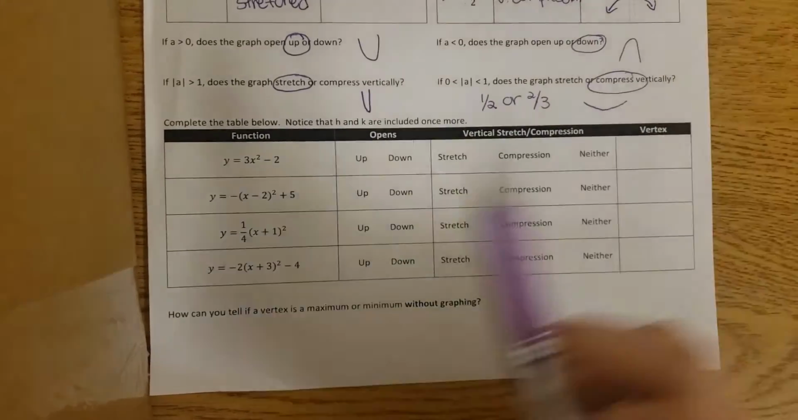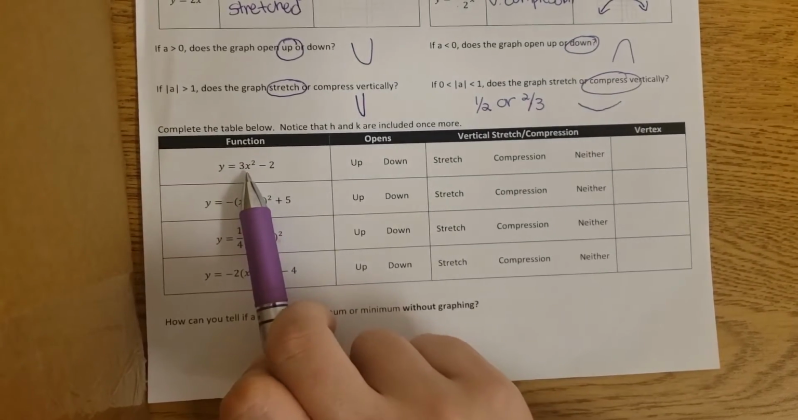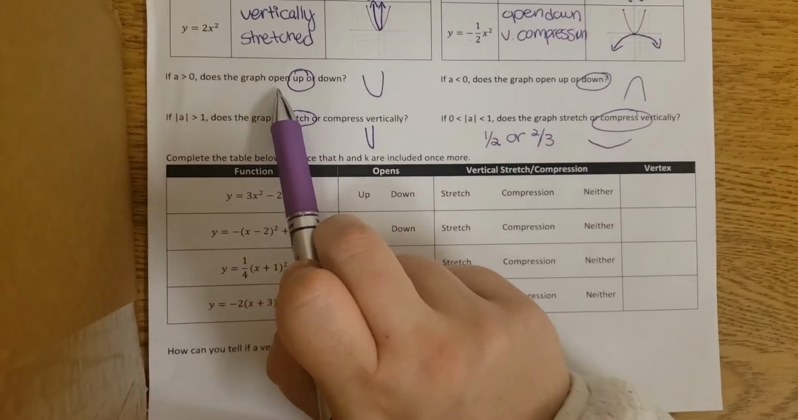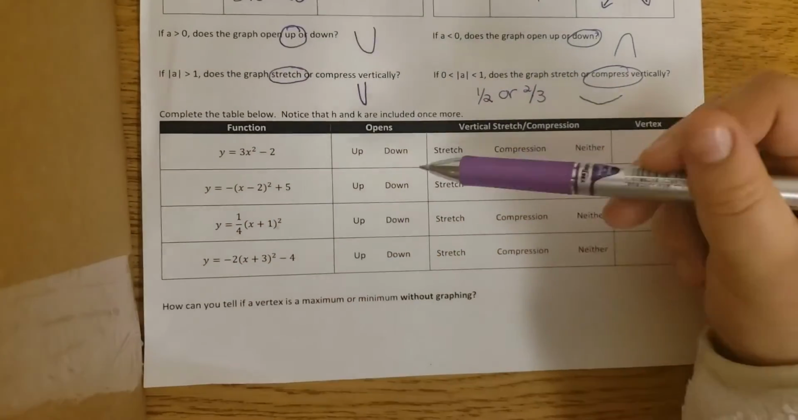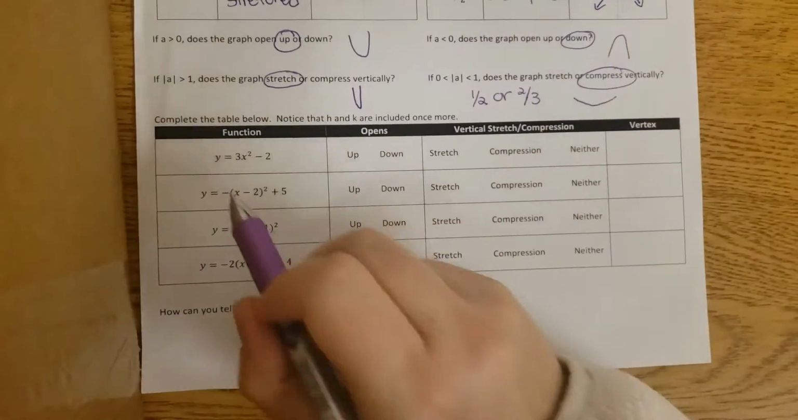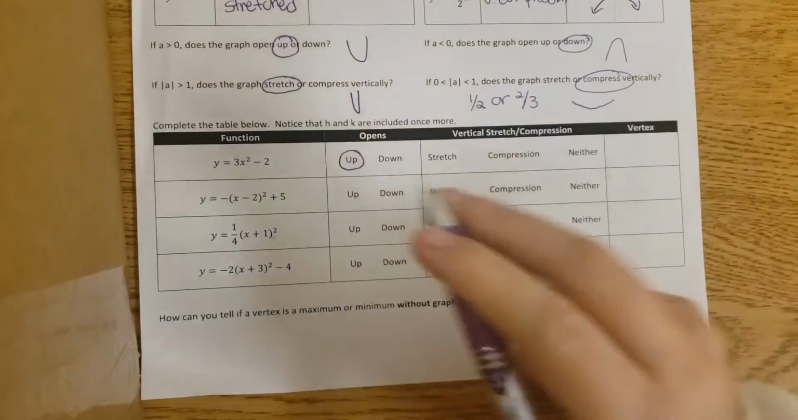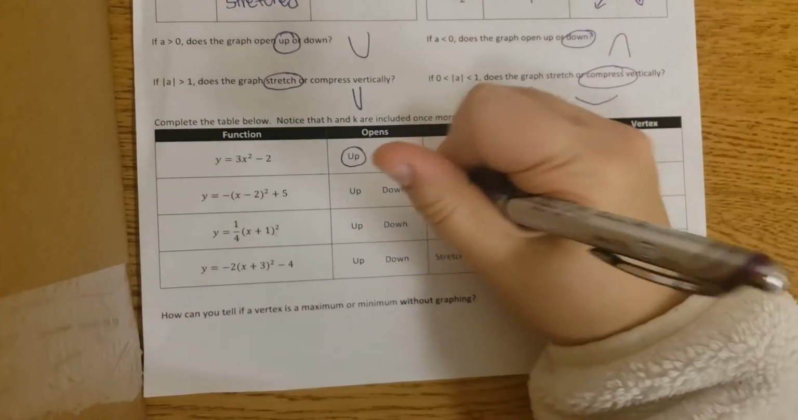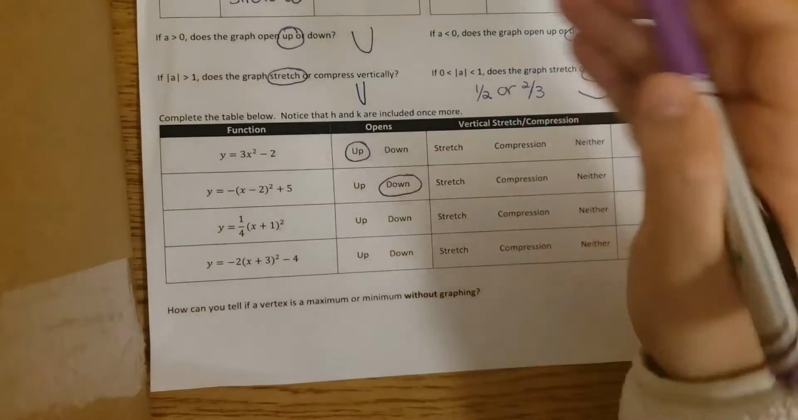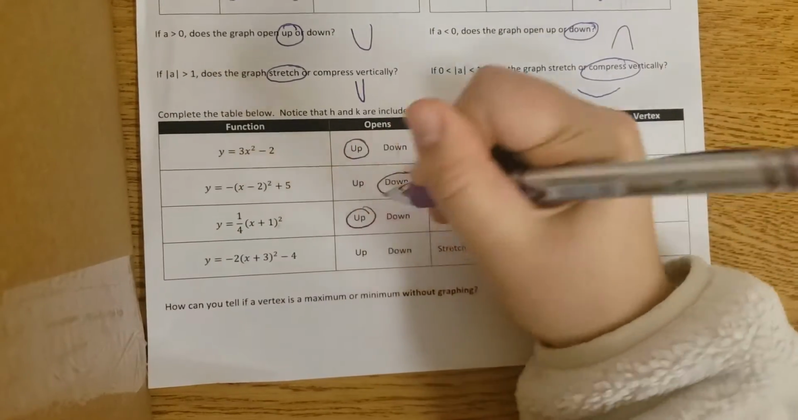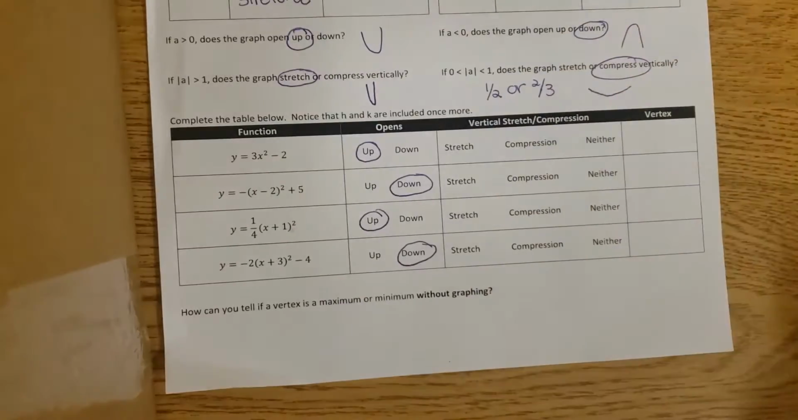So let's first look at this function and say, does it open up or down? Well, earlier we found that if a is positive, it opens up, and if a is negative, it opens down. So let's go through this whole column. This is positive out in front, so it opens up. This is negative out in front, so it opens down. This is positive in front, so it opens up, and this is negative in front, so it opens down.